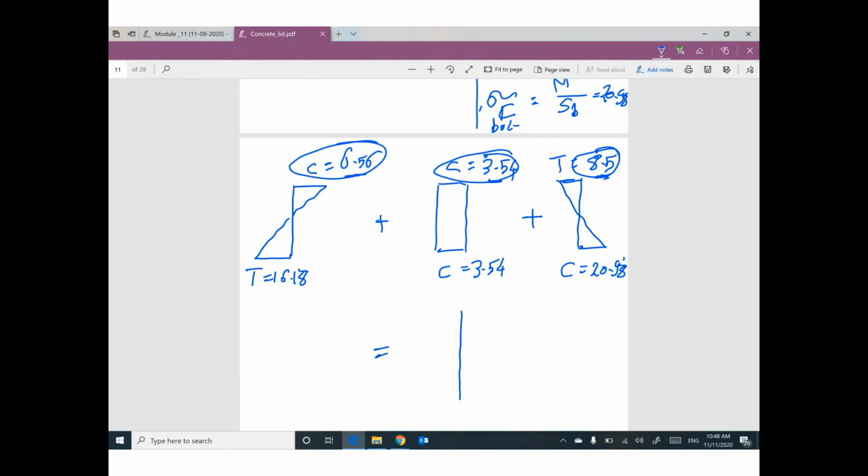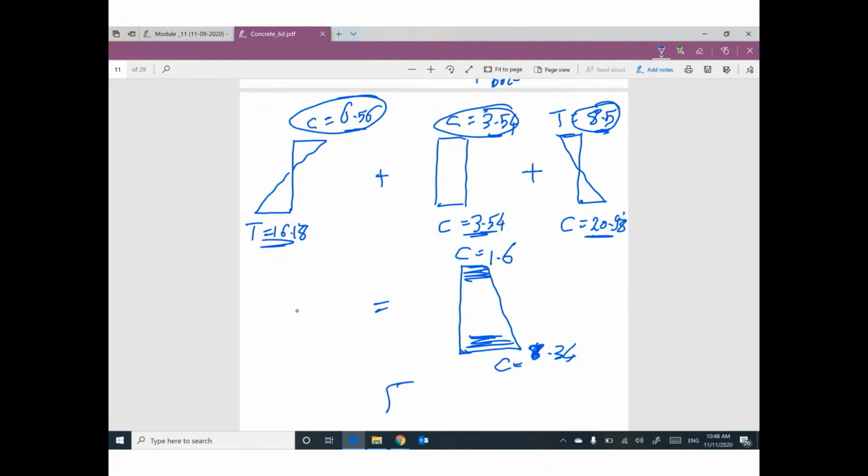So the final will be compression 1.6 compression. This one is tension. This one is compression. So 20.98 plus 3.54 minus 16.18. The final will be 8.34 compression. This is called final stress. Here is the top, here is the bottom. And remember, this is stress in KSI, kips per inch square.